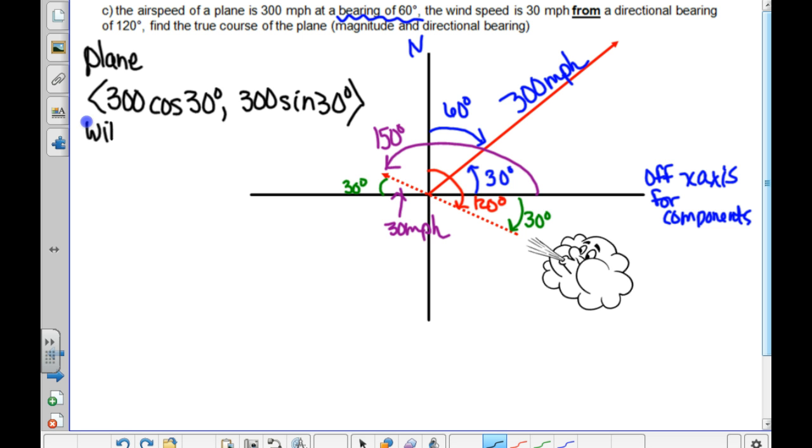Then it will say wind. What is the magnitude of the wind? Everybody should be able to get that right. It's right in the question. 30 miles per hour, right? Times the cosine of, this is where everybody goes wrong. What's the angle off the x-axis for the wind? 150.